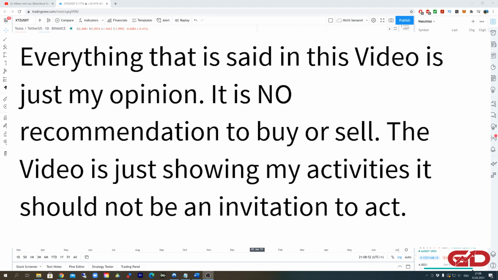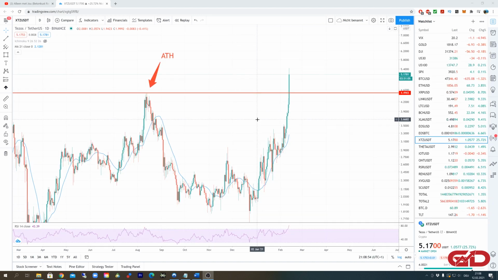And today we will take a look into the Tezos price chart and also the RSR Reserve Rights chart, and we will take a look at what our potential next price targets are and also in which time window we can expect these price targets to happen.